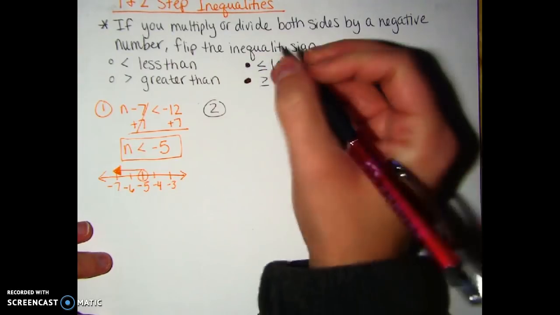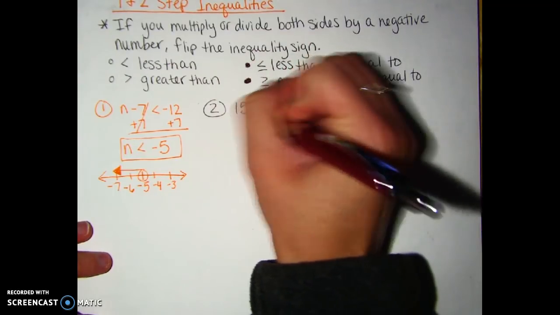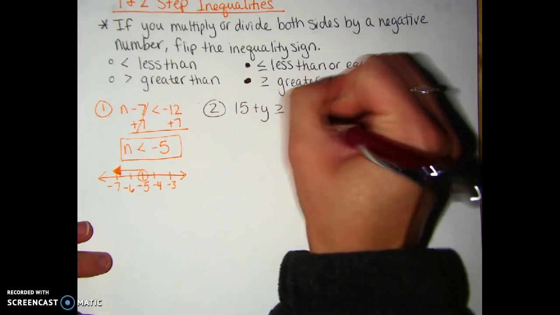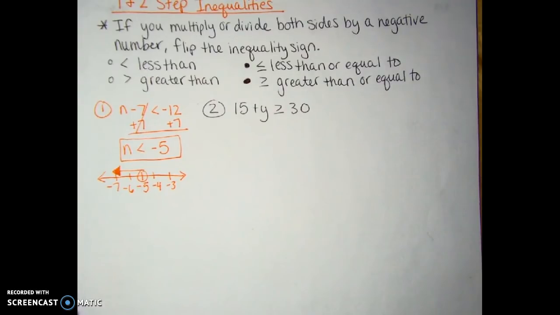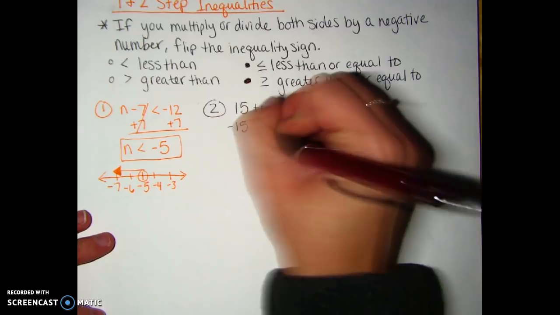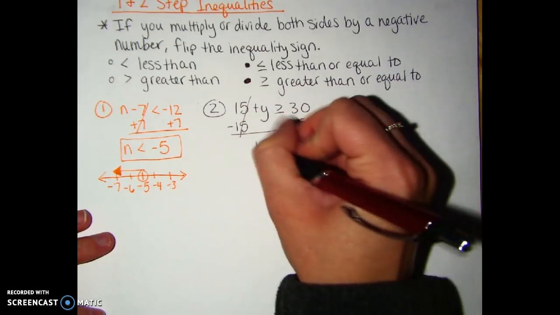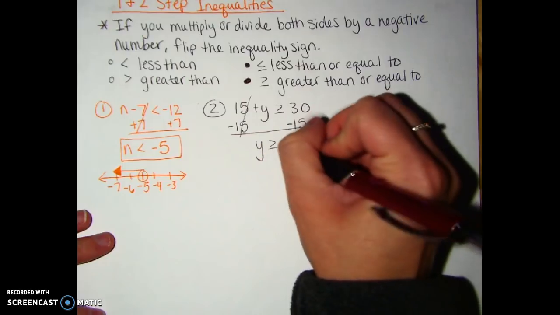Okay, let's do another one. 15 plus y is greater than or equal to 30. So this is another one step. Just subtract 15 from both sides. Y is greater than or equal to 15.